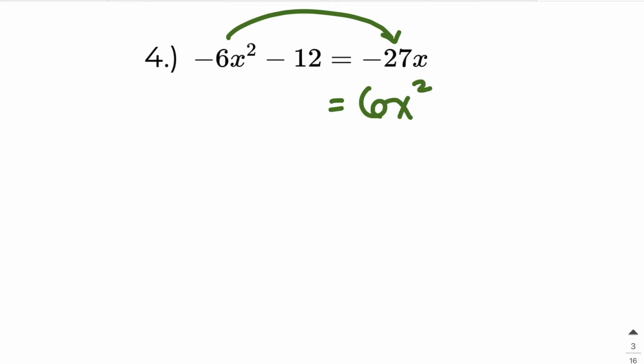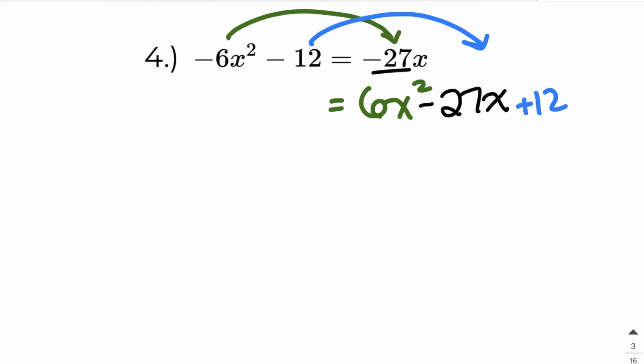But that also means that I have to move the negative, get rid of the negative 12. I want to move it over here. So I'm going to copy down this minus 27x, and then I'm just going to write down that this becomes a positive 12 because I would add the 12 to both sides, right? Which leaves me with 0 on the left side.